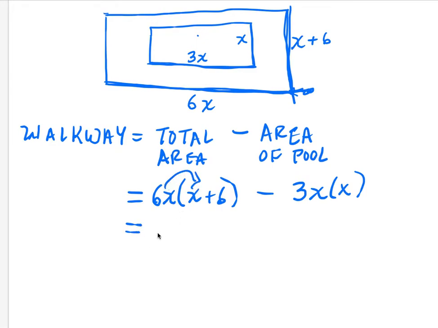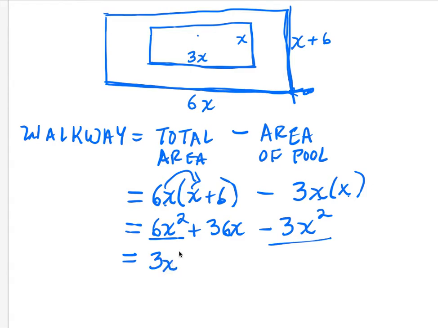So what's 6x times x? Well, that's 6x squared, and then 6x times 6, that's plus 36x. And then I'm going to multiply these x's, right? And I'm going to end up with minus 3x squared. Is that correct? All right, now let's simplify. So I've got 6x squared minus 3x squared. So what is that? That's 3x squared. And then I bring down the plus 36x, and there it is. So the area of the walkway is going to be equal to that area, and I'll say W there for the walkway.